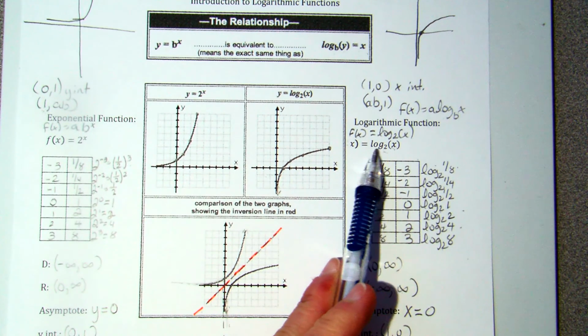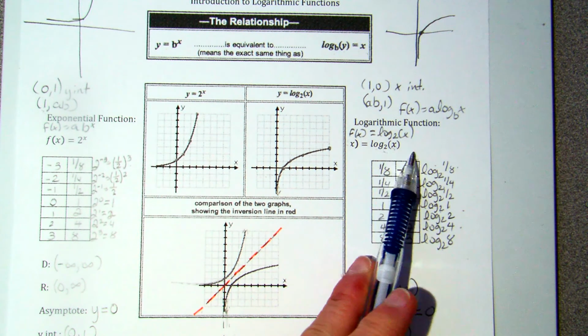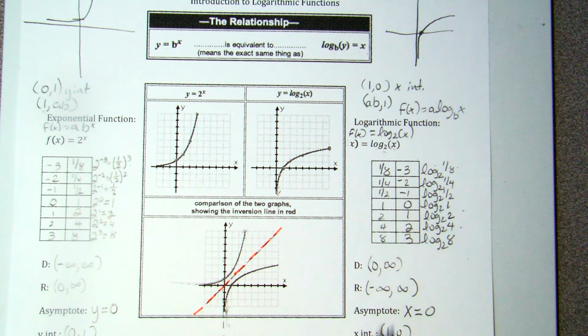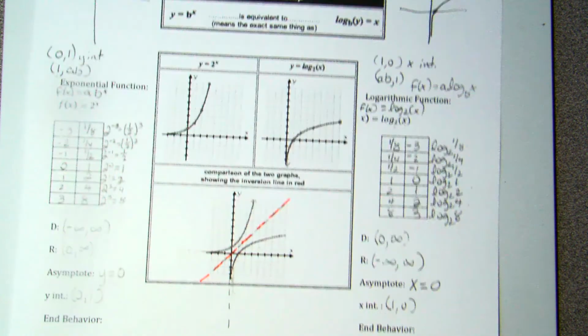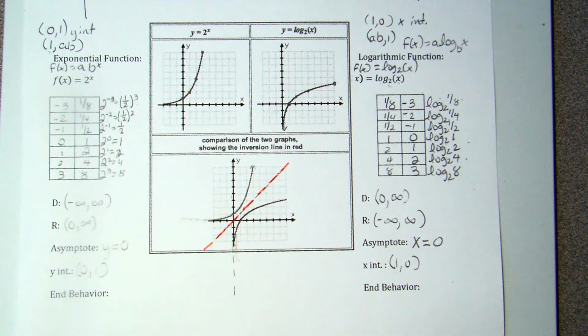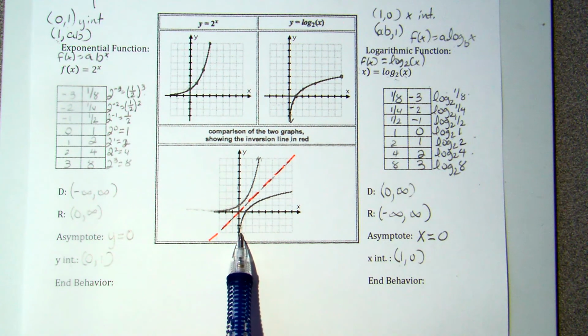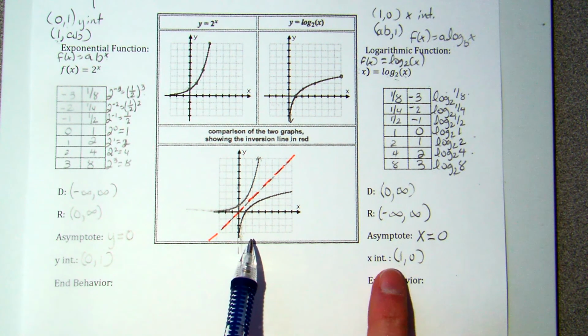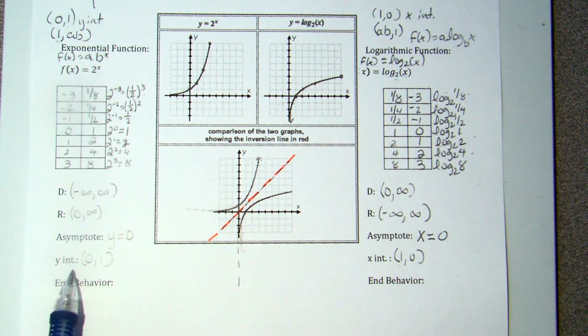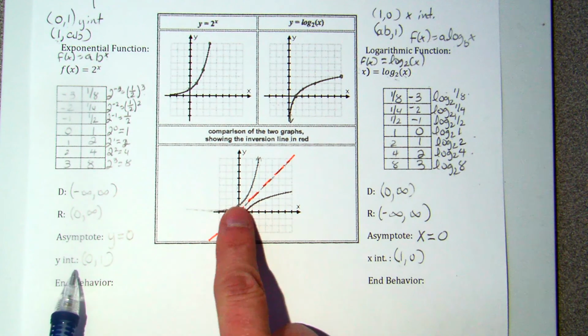Log base 2 of 1. Well, that says 2 to the what is equal to 1? 2 to the 0 is equal to 1. So that ordered pair, (1, 0), is the x-intercept. Noticing your logarithmic function never crosses that y-axis, so there is no y-intercept. Same thing for your exponential function, never crossing the x-axis, so there is no x-intercept.